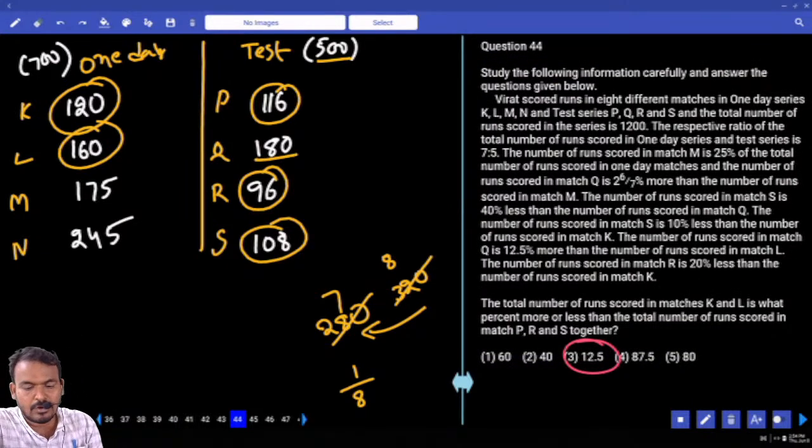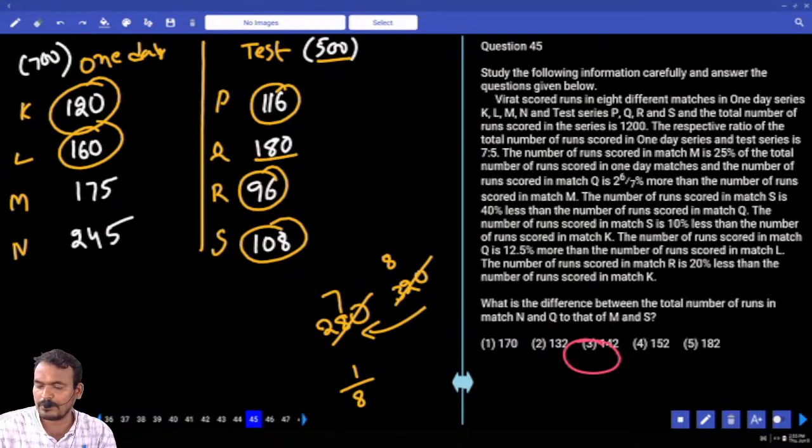Either percent more or less. 8 compared to 7, how many parts are more? Percentage less is also possible. 7 compared to 8, how many parts are less? 1 part. 1 upon which one? 8. 1 by 8 means 12.5.